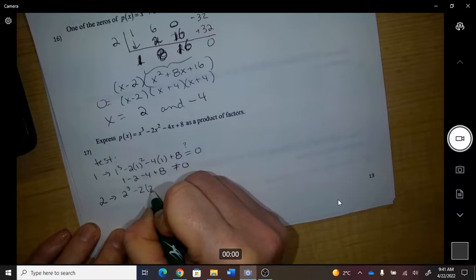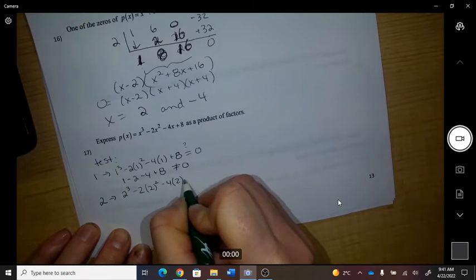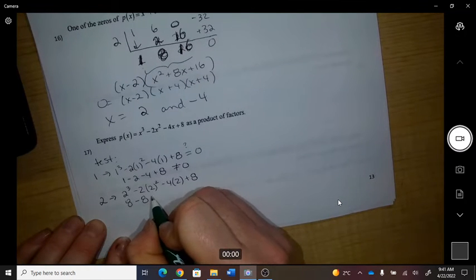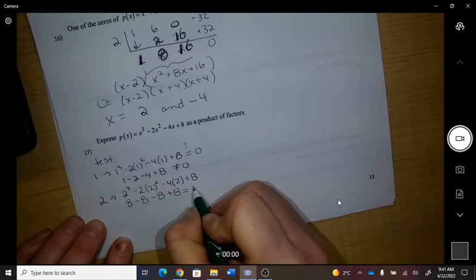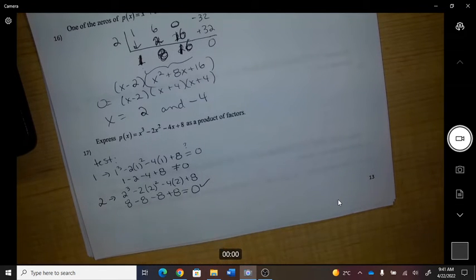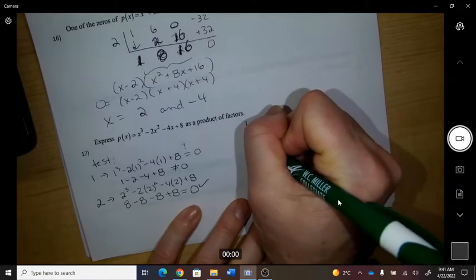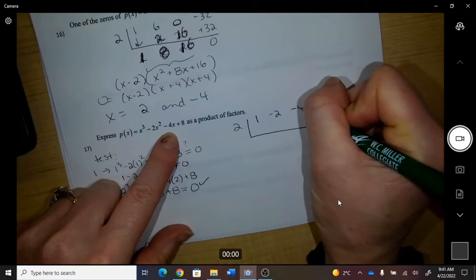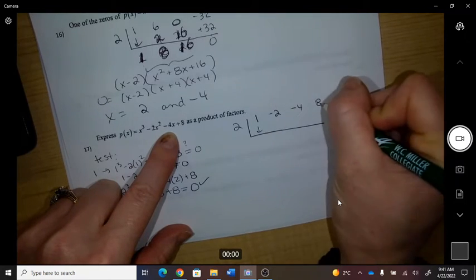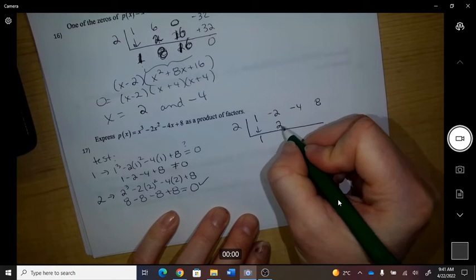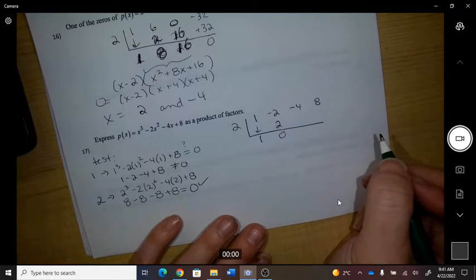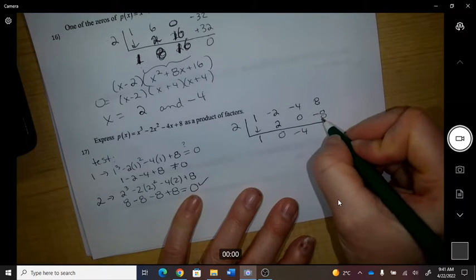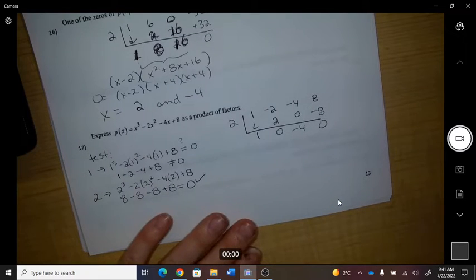I'm going to run 2 cubed, just plugging it in. So this is 8 minus 8 minus 8 plus 8. Okay, that equals 0. So I found an x-intercept. So 2 can go in the front. 1, negative 2, negative 4, and 8. Bring that down, times, add, times, add, times, add. Okay, we should come out with a 0 there.